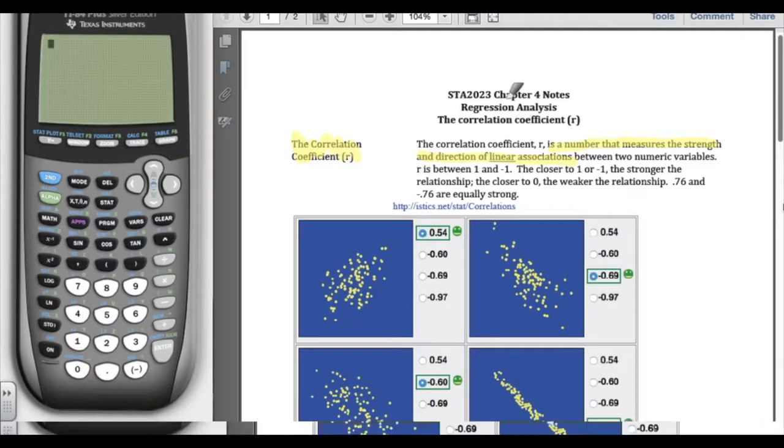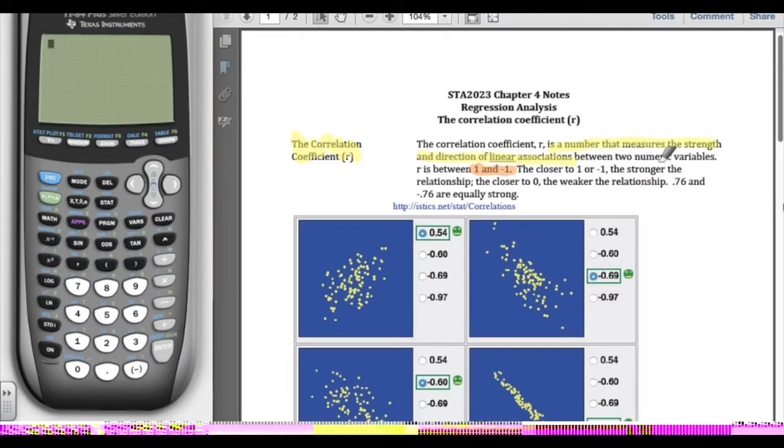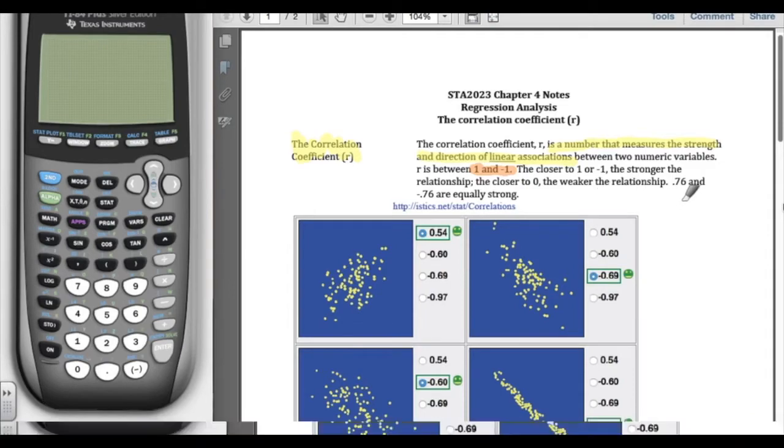Now r is between -1 and 1. The closer it is to 1 or -1, the stronger the relationship. The closer it is to 0, the weaker the relationship. Now, note that 0.76 and -0.76 are equally strong. They would just have different trends or different directions. Positive 0.76 would be a scatter plot with a positive trend, and -0.76 would relate to a scatter plot with a negative trend.